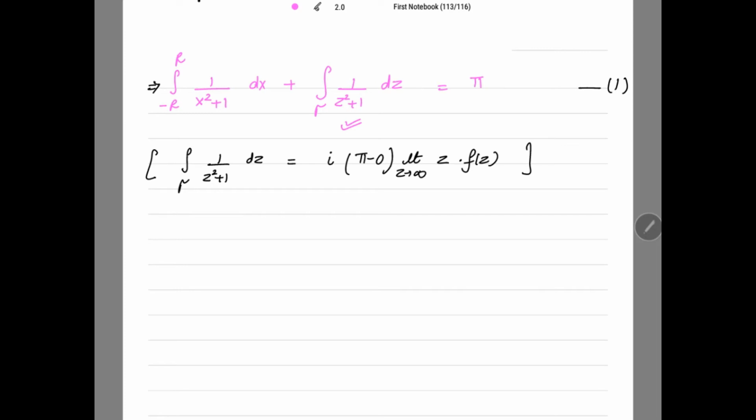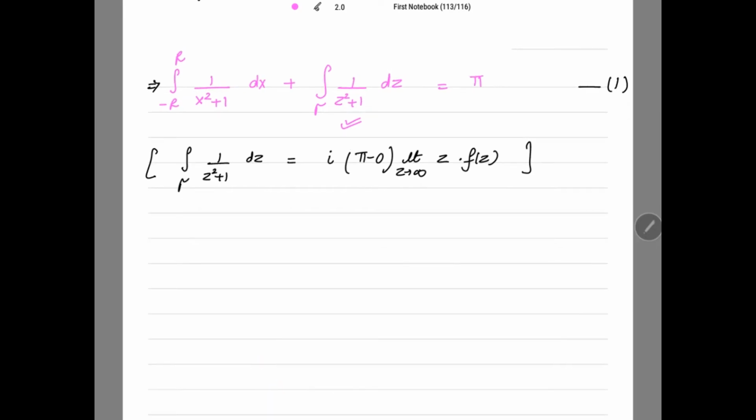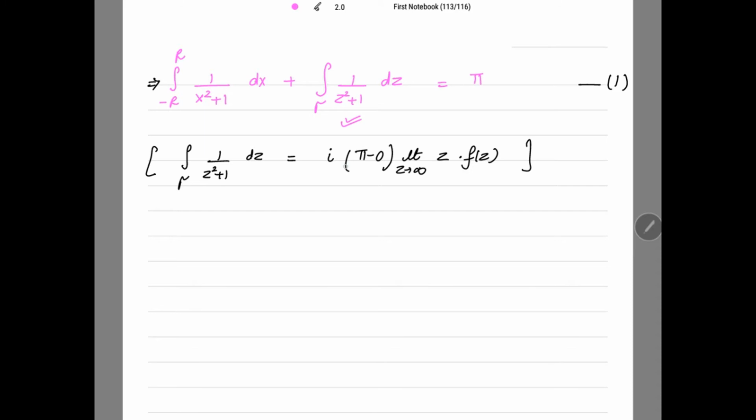Now we have to calculate this. The formula, the first remark, is that the integration over this tau of 1 over z square plus 1 dz is equal to iota pi minus 0 times limit z tends to infinity z f(z). So let's find out. This is iota pi times limit z tends to infinity z f(z), where f(z) is 1 over z square plus 1. If you take this limit z tends to infinity, cancel your first z with the denominator, and this will be z plus 1 over z square. So this actually comes out to be 0, right? If you solve, this is 0.